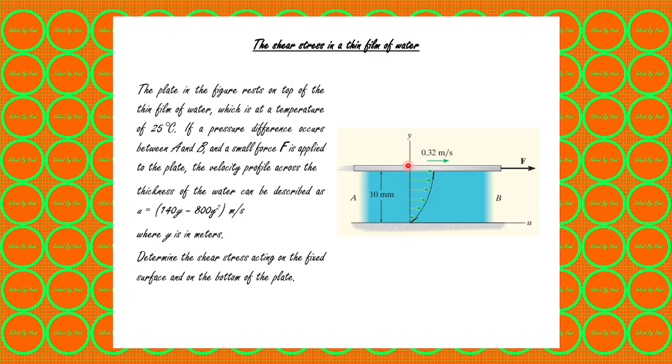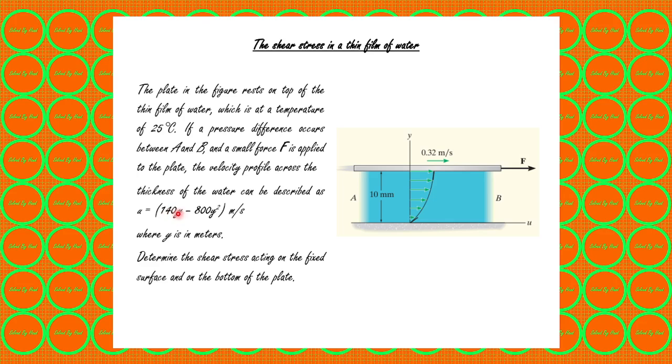For example, here y is 0, and here y is equal to 10 millimeters. So y is the vertical distance between the fixed plate, or fixed surface, and the moving plate. At this point y has the value of 0, and at this point y has the value of 10 millimeters, and the velocity, shown by the green arrows, is increasing according to this equation.